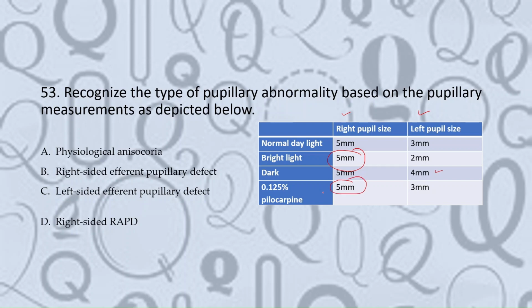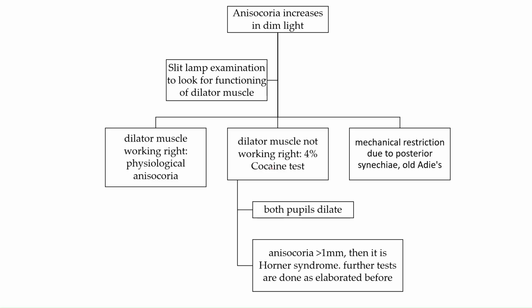So there is no supersensitivity to pilocarpine. Anyway, by now we have inferred that it is not an RAPD, right? It cannot be physiological anisocoria, because in physiological anisocoria, even if there is a size difference, there will be slight dilatation. So from 5 it should at least become 6, and it cannot be physiological anisocoria. Right-sided efferent pupillary defect seems right here, and left-sided efferent pupillary defect, no, the left eye is behaving normally. So the answer here is right-sided efferent pupillary defect.